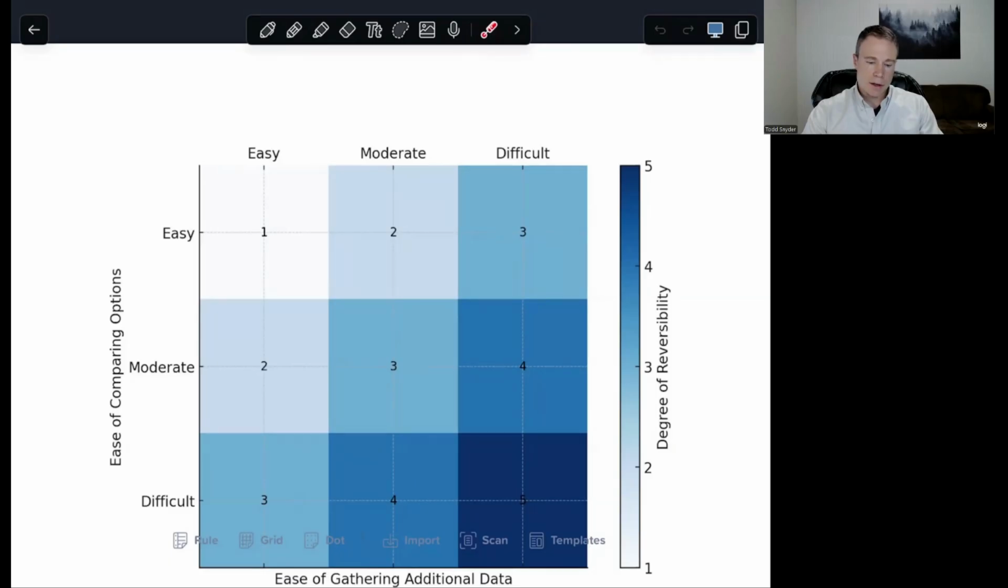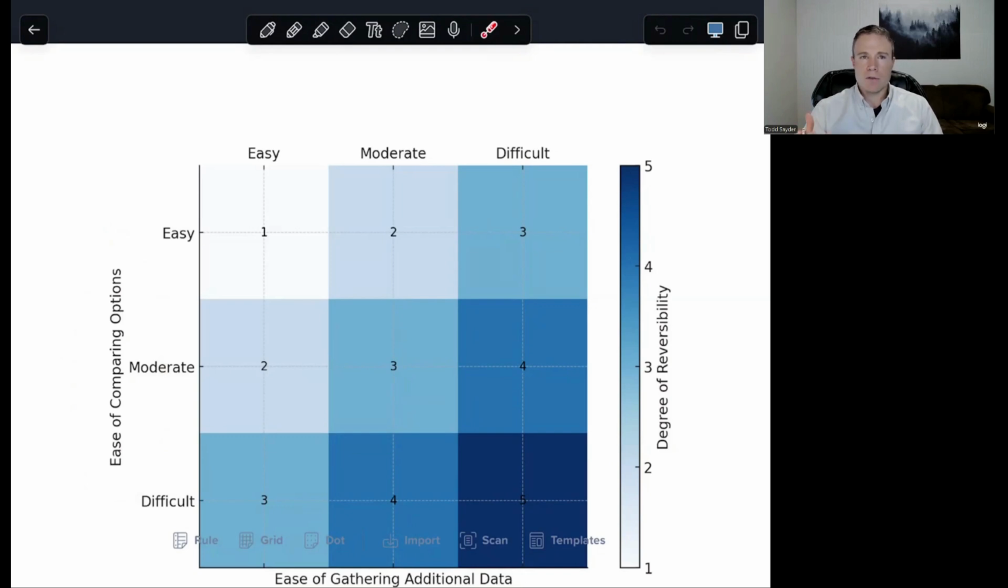On the y-axis here, we have the ease of comparing different options. So if you're looking at two different kinds of apples, and it's just a matter of, do I like this kind of apple more or this one? And it's really easy to compare them because they're very similar. Then you can just say, well, this one's sweeter and I like sweet, or this one's more crisp and crunchy, so I like that.